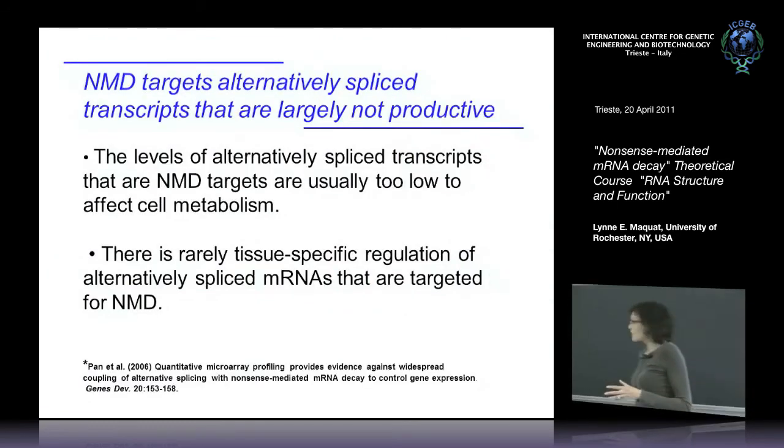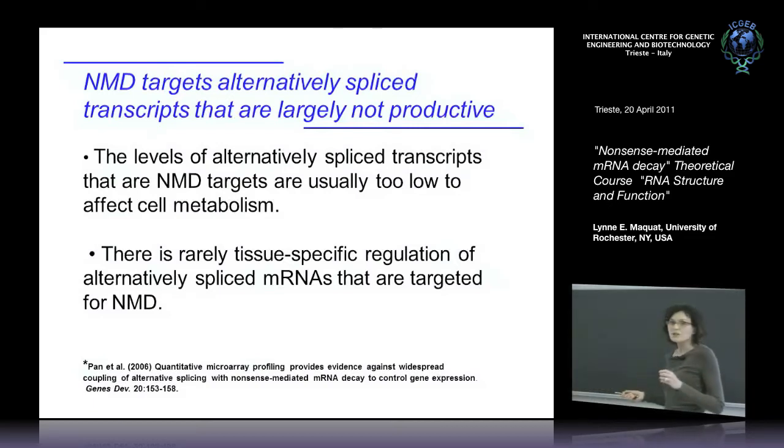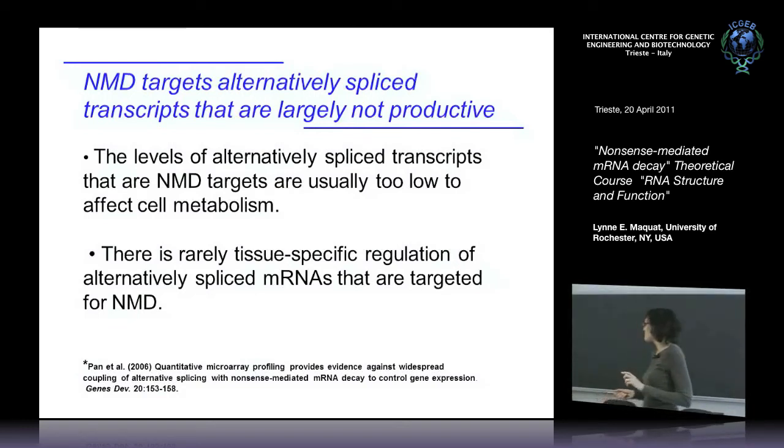But we think from work that we did with Ben Blenko back in 2006 that most of the alternatively spliced mRNAs that are targeted for NMD are junk. They're mistakes. And we think that for a number of reasons, and I've listed 2 here, one of which is they're produced at such low cellular abundance that they are not likely to contribute to cell physiology. And secondly, there's rarely tissue-specific regulation, which is a hallmark of productive alternative splicing.